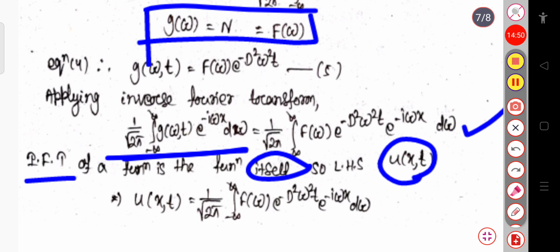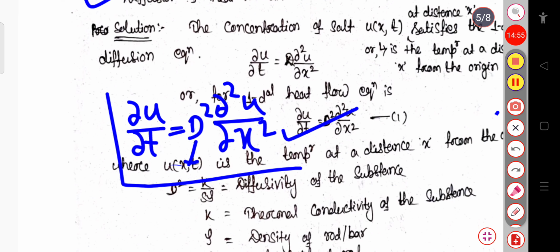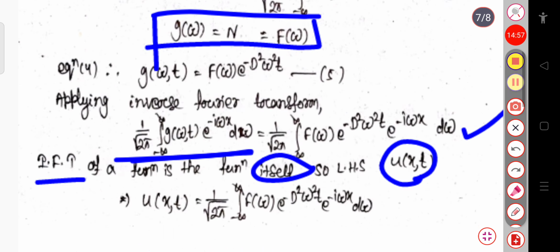So let me show you. Here you can see we have considered the function as u, so that the left hand side term will be equal to u of x, t, which will be equal to 1 by root over 2 pi times integration over minus infinity to plus infinity f of omega exponential minus d square omega square t into exponential minus i omega x into d omega.